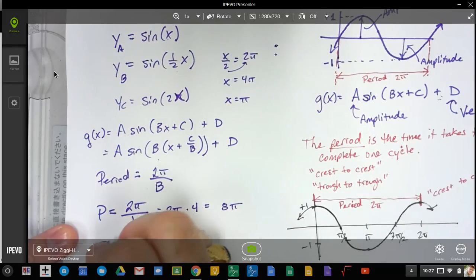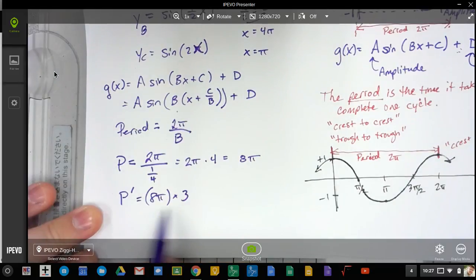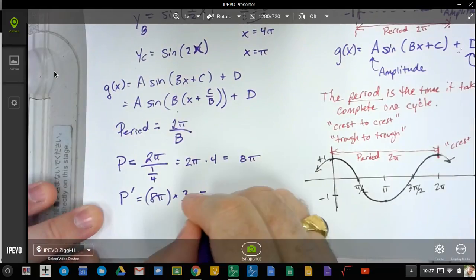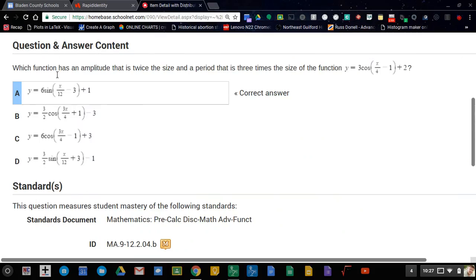Okay, so P prime. Guys, my new period is going to be 3 times the original, which is 24 pi. Okay? So all I would have to do is go to my original functions, A and C, because we already ruled out B and D based on amplitude.